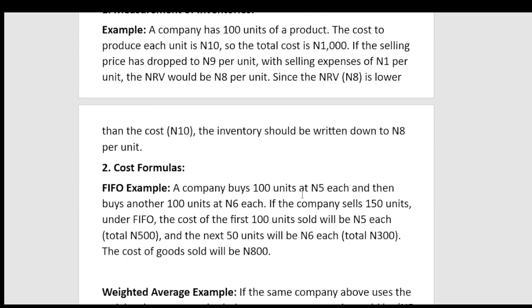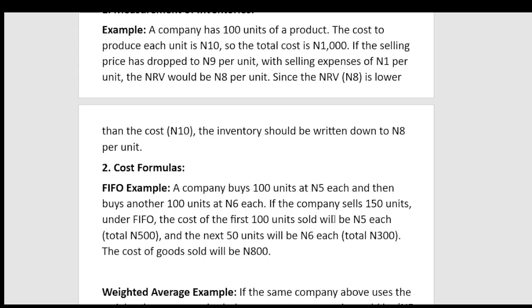FIFO: a company buys 100 units at 5 naira each and then buys another 100 units at 6 naira each. If the company sells 150 units under FIFO, the cost of the first 100 units sold will be 5 naira each, total 500, and the next 50 units will be 6 naira each, total 300. The cost of goods sold should be worth 800. Now, FIFO is letting you know that once you sold the first ones for 5 naira each, and the second ones are at 6 naira, you merge them together. That is what FIFO is saying.